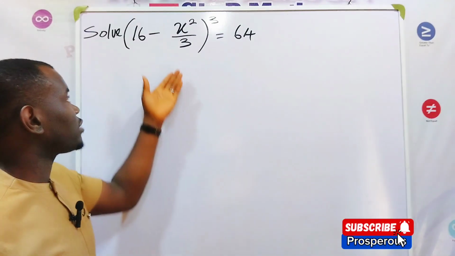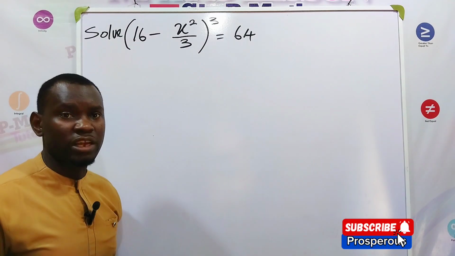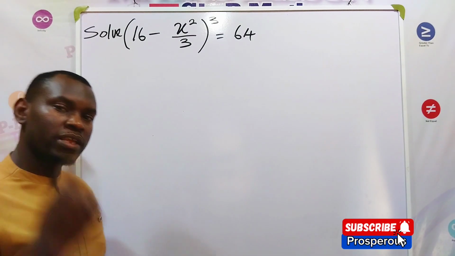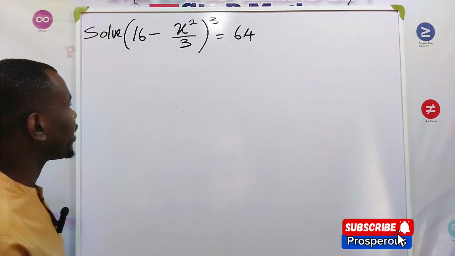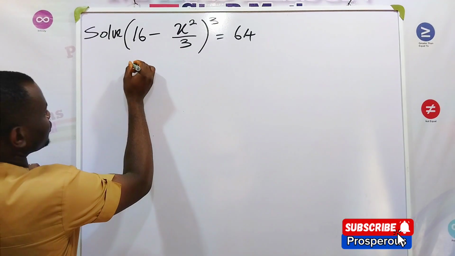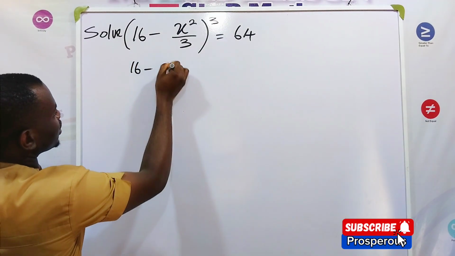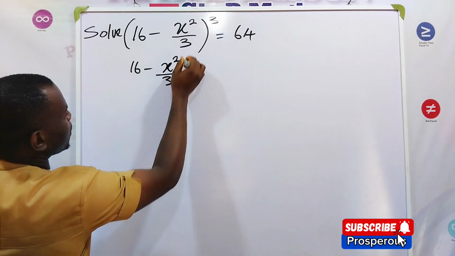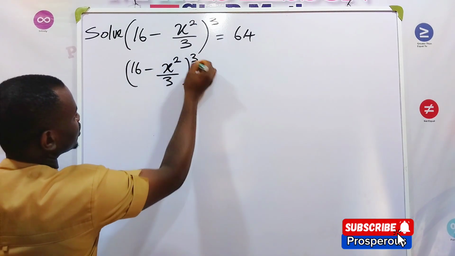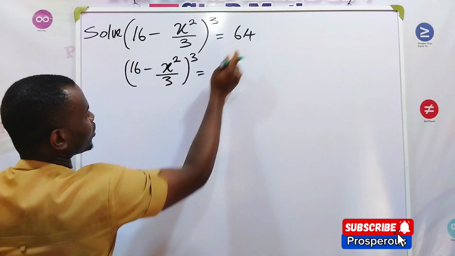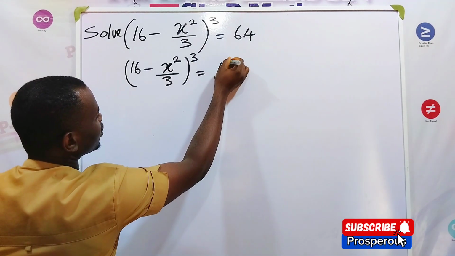We want to solve for the value of x in this beautiful exponential equation. So let's see how we can solve for the value of x. All right, so we have (16 minus x raised to the power 2 over 3), all raised to the power of 3 equals 64, which can be written as 4 raised to the power of 3, right?